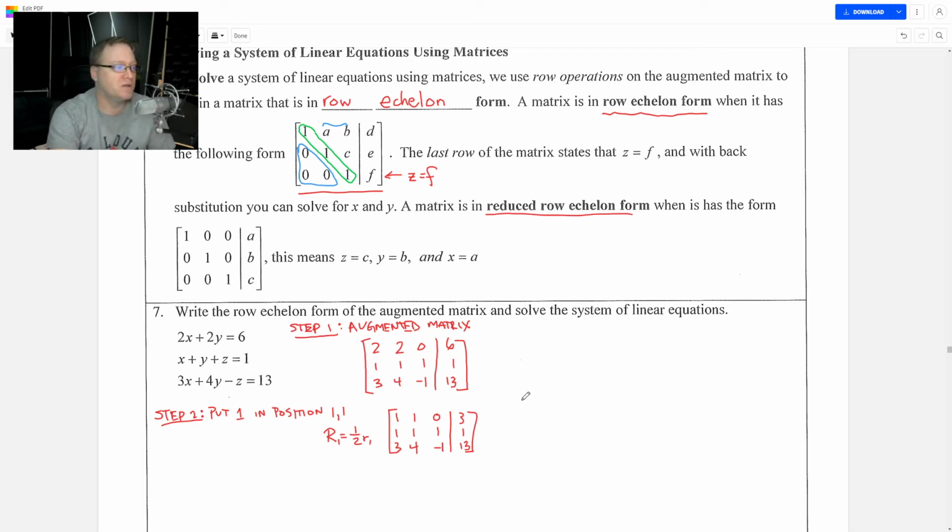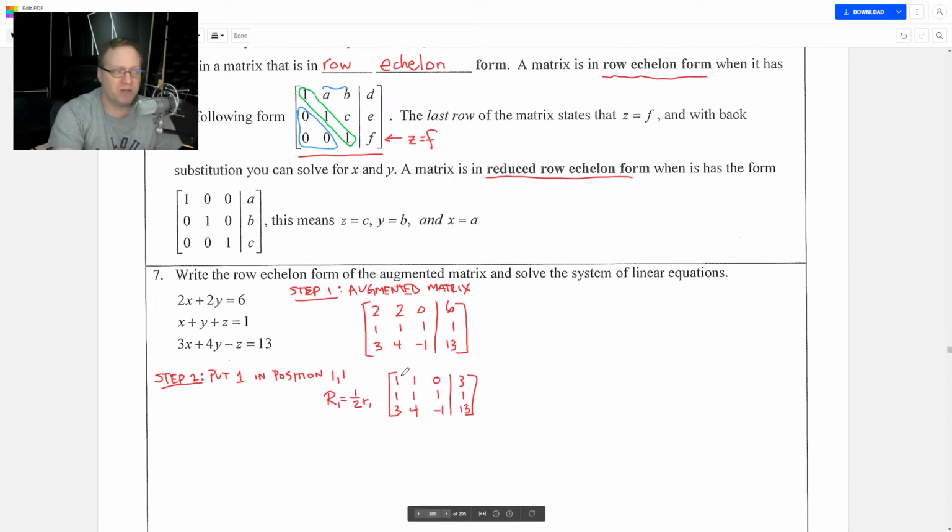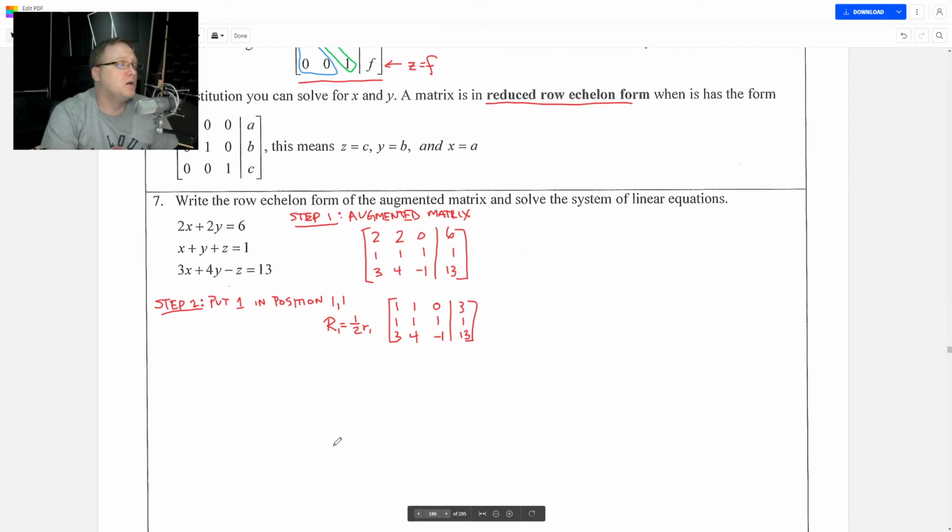Okay, good. So step 1 is finished. Step 2 is finished. This is step 2. All right, step 1 is finished, which was just to write the augmented matrix. Step 2, which is to put a 1 right here, is also finished. We did it. We put a 1 here. All right, next, we're going to move on to step 3.